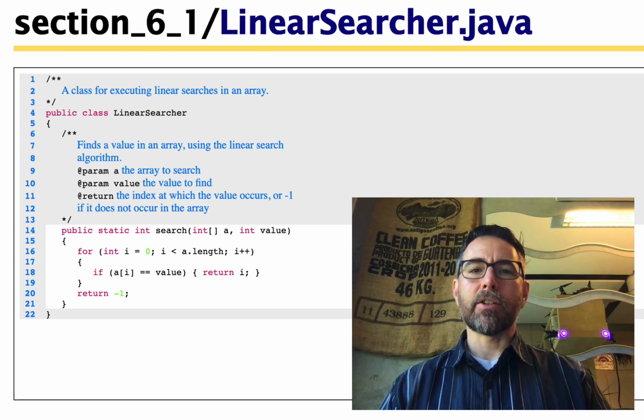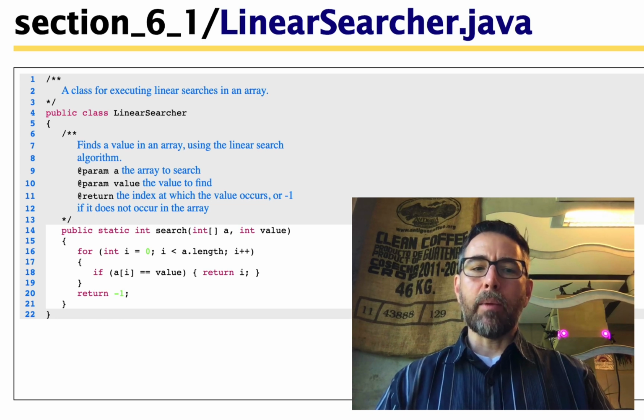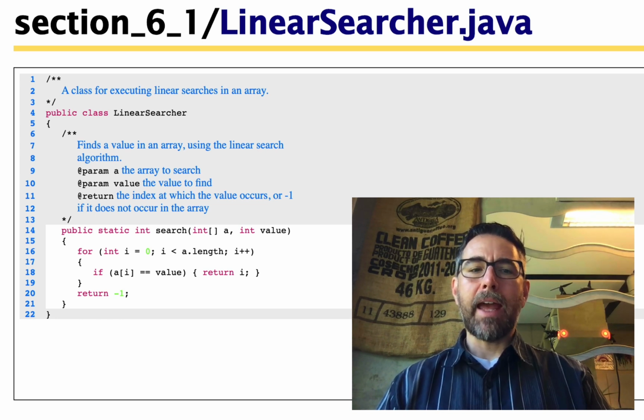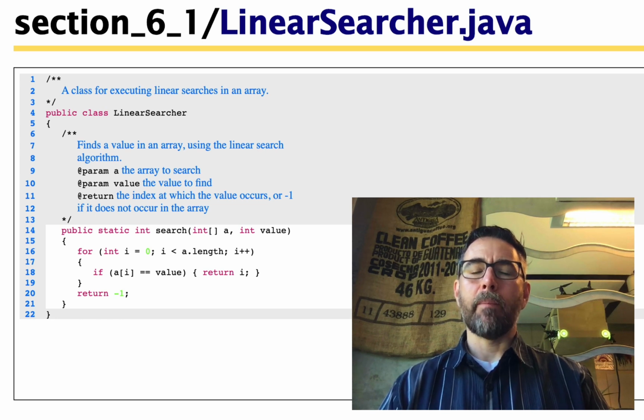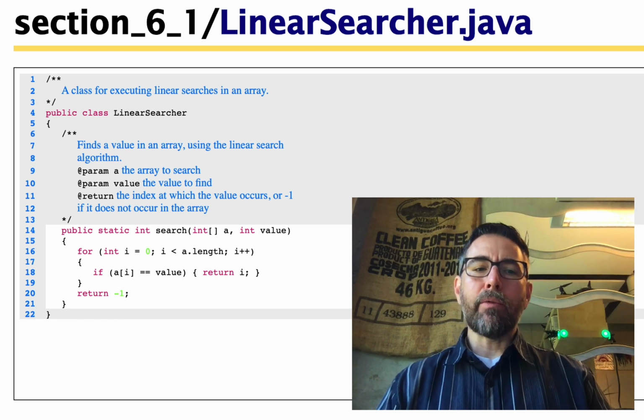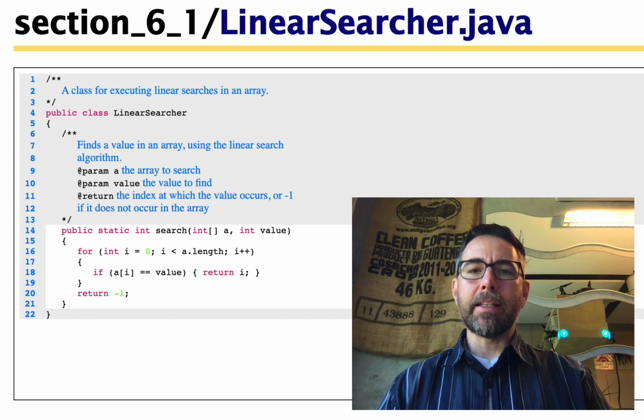Line 16 starts at the beginning of the array and goes to the end, and at each element it checks whether the current element, A[i], is equal to the element you're looking for, value. If it is, we return the index where we found it, so that the user who called our function can find it themselves if they want. If we go through the entire loop in line 16 and don't find what we're looking for, then we return -1. In this case, -1 is a signal that we didn't find it.